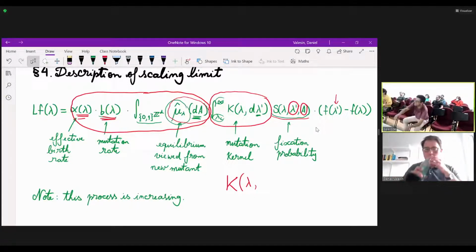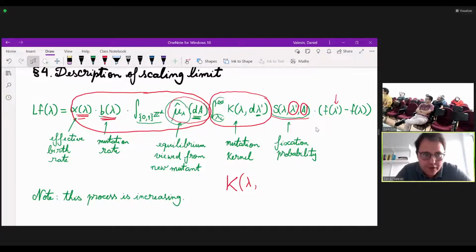So you said that the process is increasing because the weaker mutants cannot survive. So this means in your kernel that S lambda prime has to be 0 whenever lambda prime is smaller than lambda, right? At first we also thought that this would be the case, but in fact we didn't need to prove that in order to prove it.